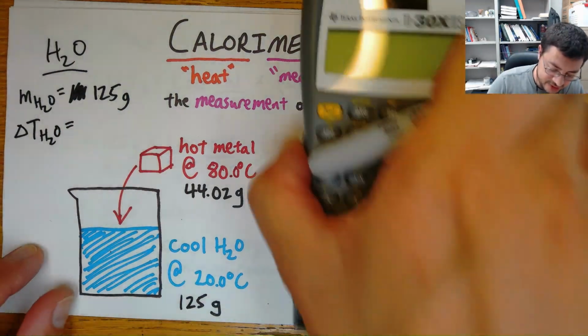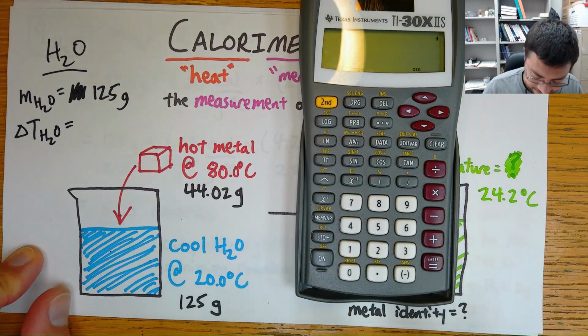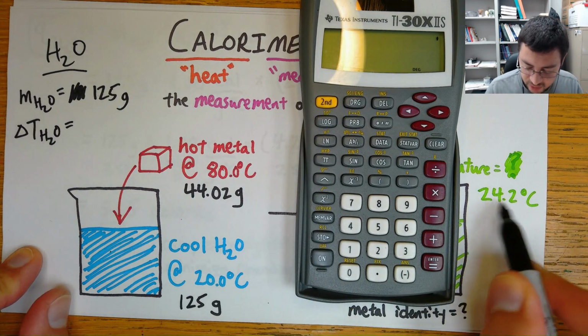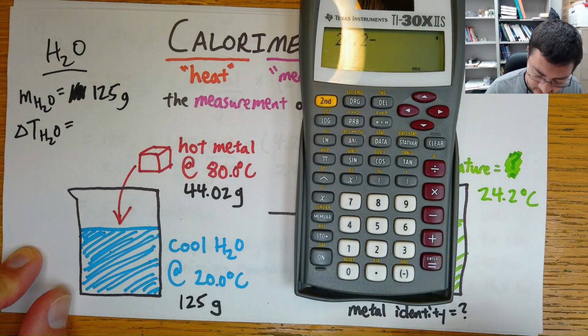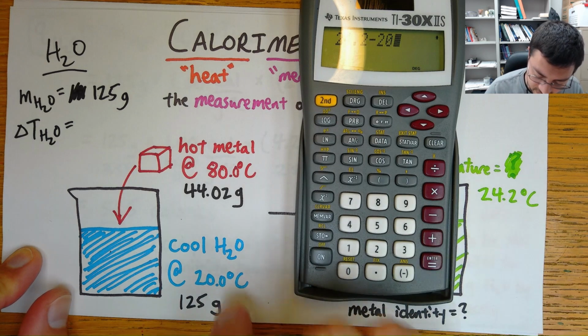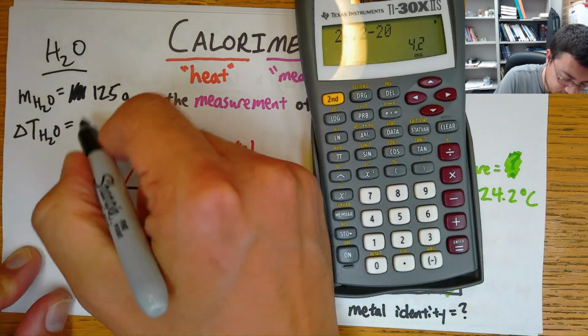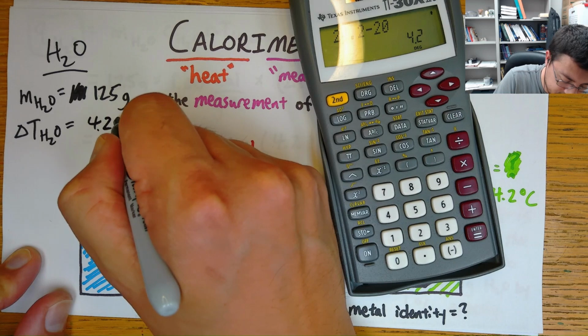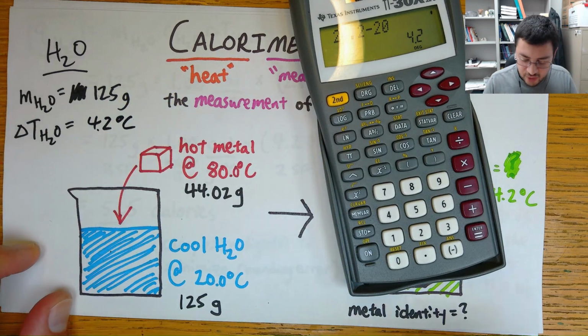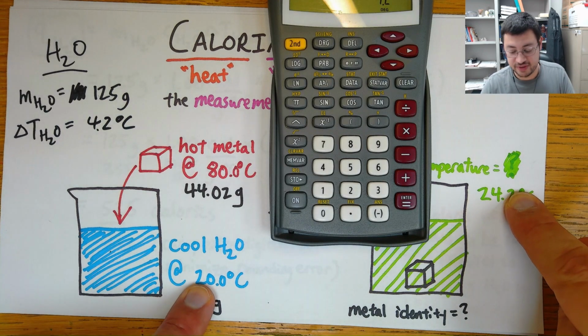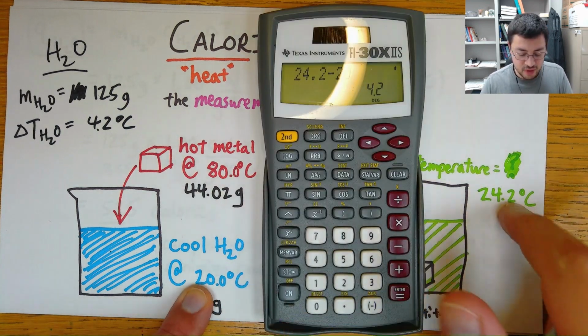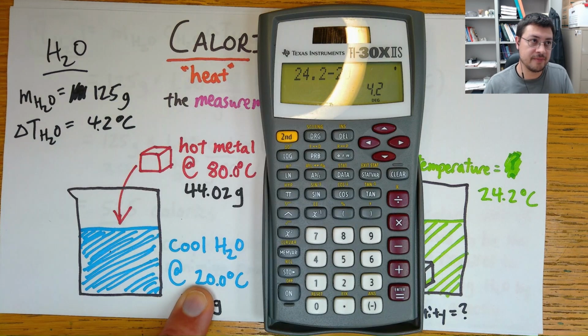It can be helpful to calculate that in advance. So we went from 20 to 24.2. The water heated up a little bit. So 24.2 minus 20.0 is going to be 4.2 degrees Celsius. Okay, we're actually not overly interested in the final and initial temperatures. We're more interested in the change in the temperature.